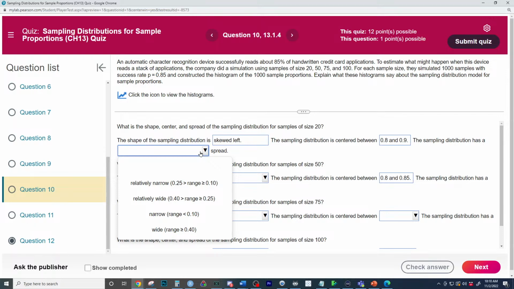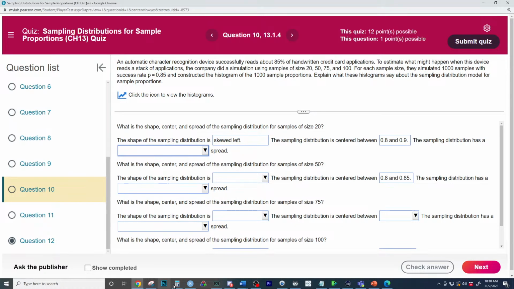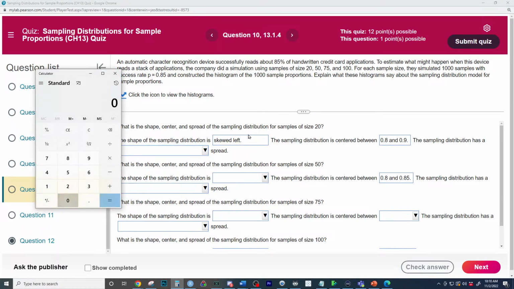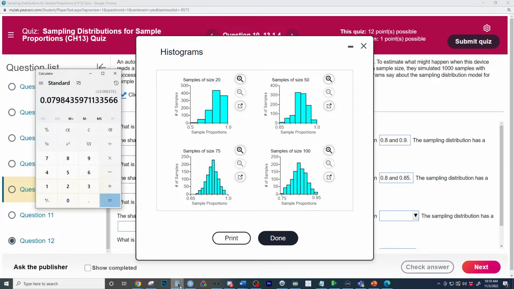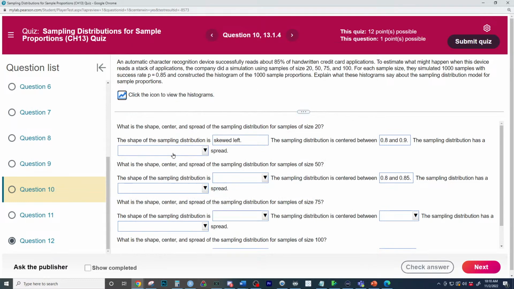Now they want you to figure out the spread of it. To do this, we have to do the square root of p times q over n, with n being 20. But that's not going to be how far it spreads out. You can divide that by 6. Keep that there. 0.0833.